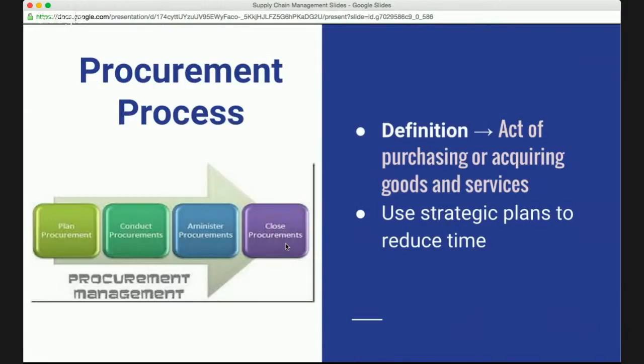The next step involves the procurement process, and the definition of this is the act of purchasing or acquiring goods and services from an external source. So strategic plans are thought of by company managers in order to reduce the time required for creating the product.